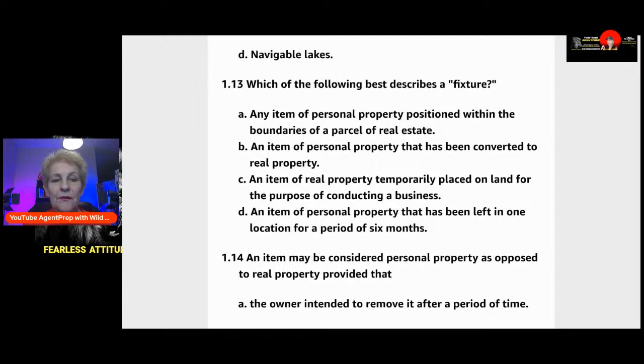So what is a fixture? There are different types of fixtures, but right here they're just mentioning a general fixture. Again, vocabulary. So some fixtures go with the property, other fixtures do not. So which one is this one?